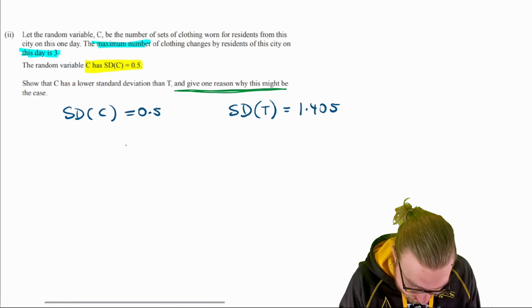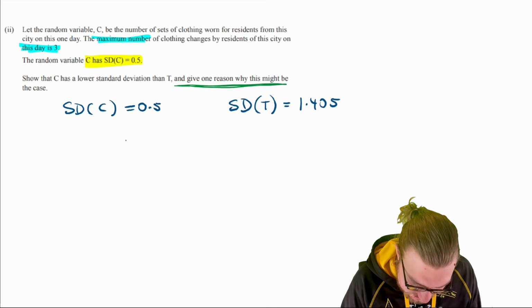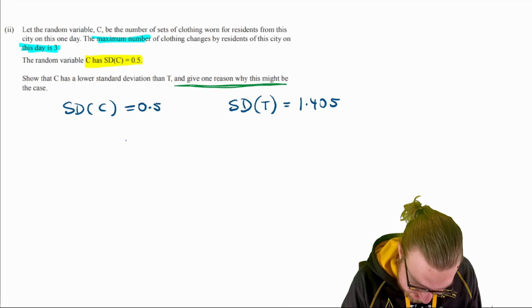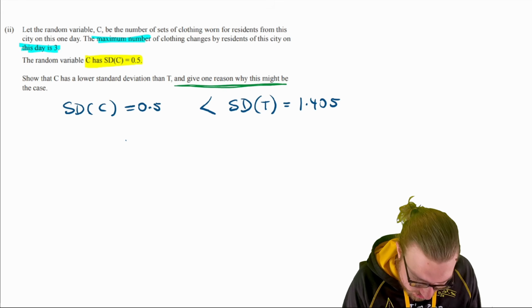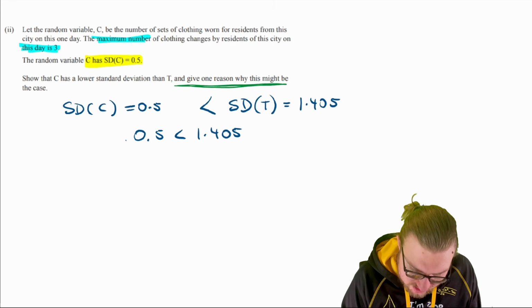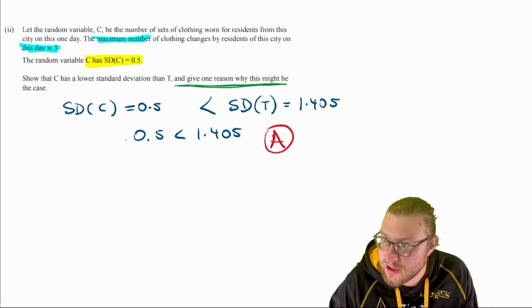1.405. And of course, just by finding it, we can see that the standard deviation is larger for T. So we have now shown that the standard deviation of C is smaller. You can even write it like this, it doesn't matter. So this all will give you your achieved mark here. We got everything with the calculator.